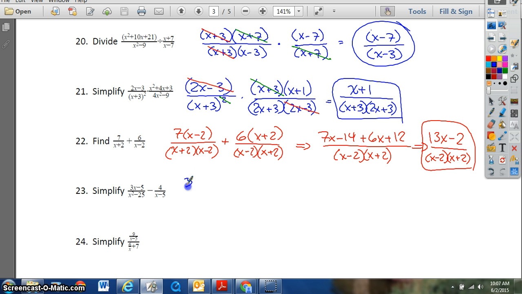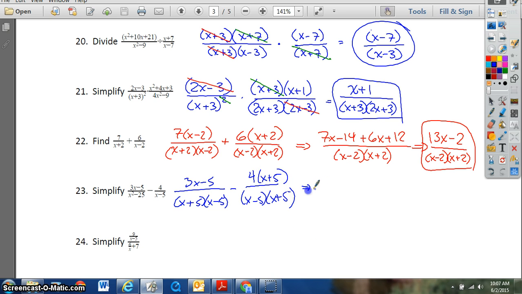All right, jumping down to 23. Let's factor this guy down. 3x minus 5 is not factorable. This is x plus 5, x minus 5. Oh, so my first fraction's good to go. He already has his x minus 5 to match up with his buddy here. But I do need an x plus 5 in this guy. So I'm going to have to put x plus 5 top and bottom.